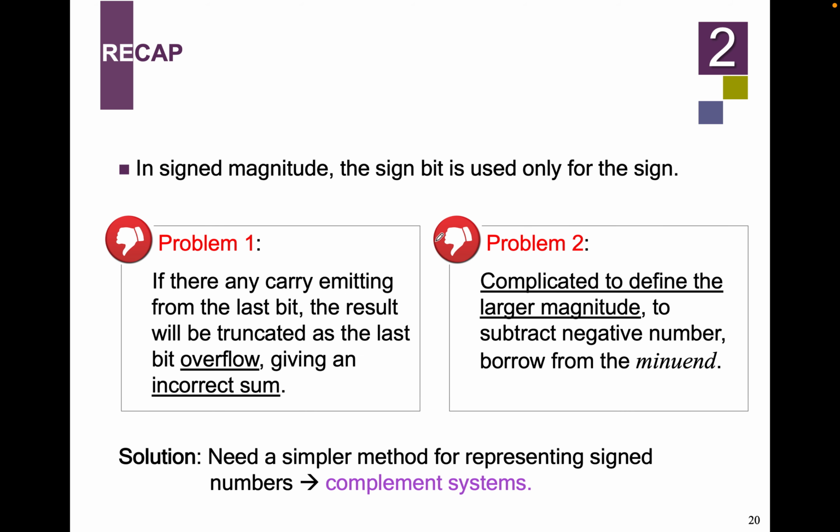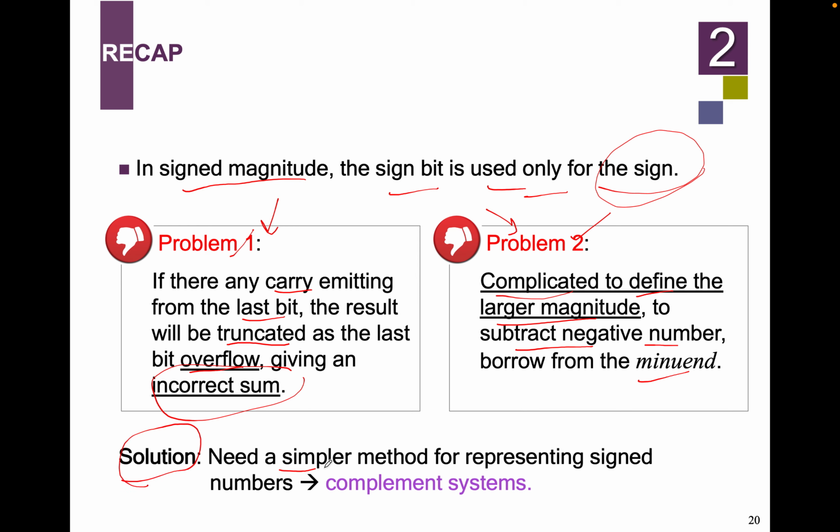Later on you can see, because in sign magnitude the sign bit is used only for sign, there will be a problem. Problem one: if there is any carry from the last bit, the result will be treated as overflow, giving an incorrect sum. Problem two: it is complicated to define the larger magnitude to subtract negative numbers, borrowing from the minus. Because of these two problems, we need a solution: a simpler method for representing signed numbers. That's why we will learn complement numbers.